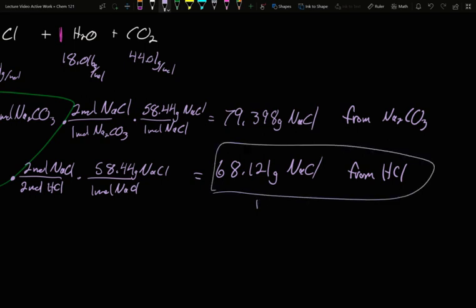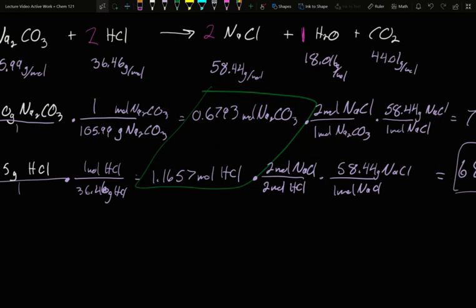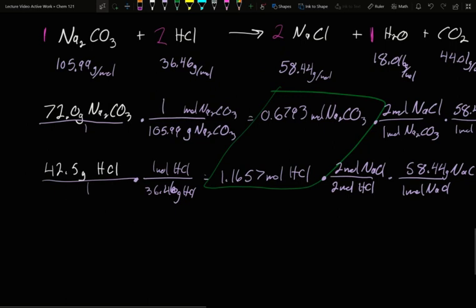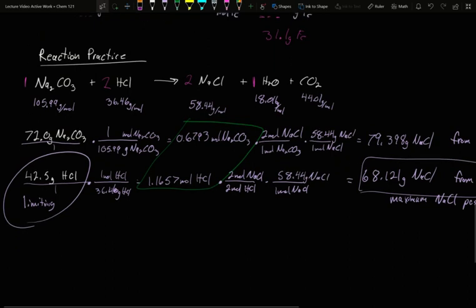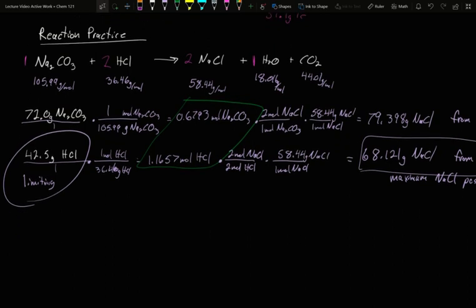So this is our maximum NaCl possible. Which means way back at the beginning, HCl was our limiting reagent. So we found our limiting reagent, and we found the maximum product that could be created from this reaction, from this mixture of starting materials.